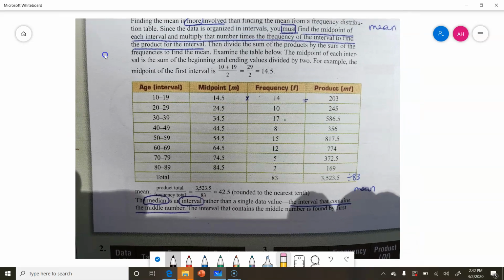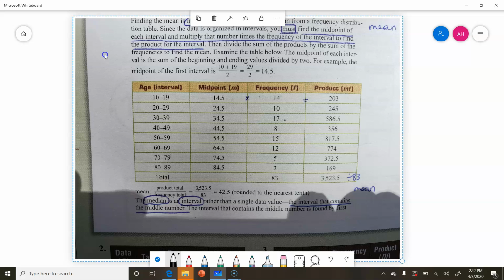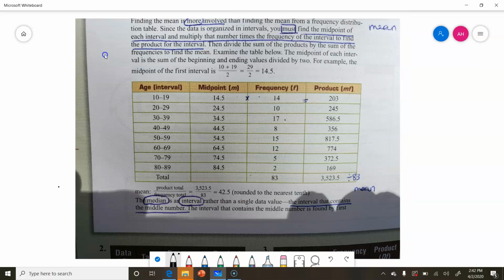We have the interval right here that I'm circling. That's a terrible circle, so I'm going to erase it. But right there is the interval. Okay, that's our interval. Now, the cool part is that we have the frequency. It tells us how many times we're in there. We said there were 14 in that category.